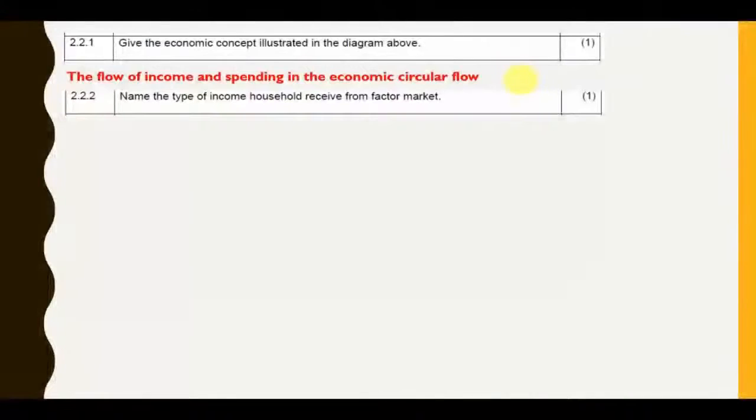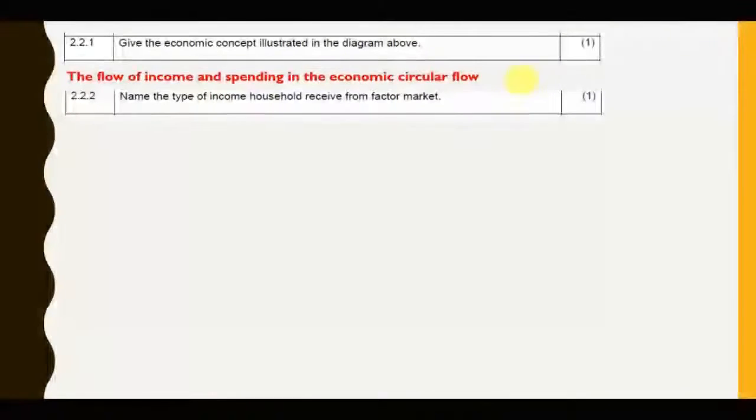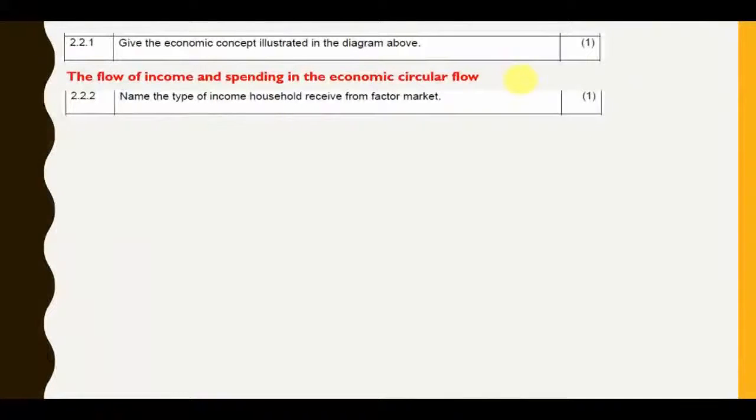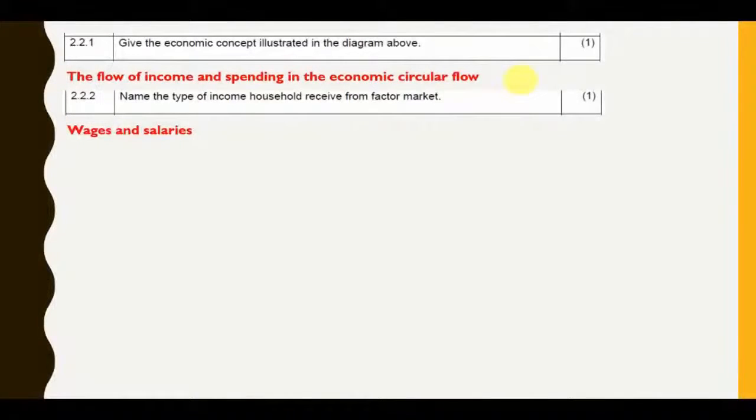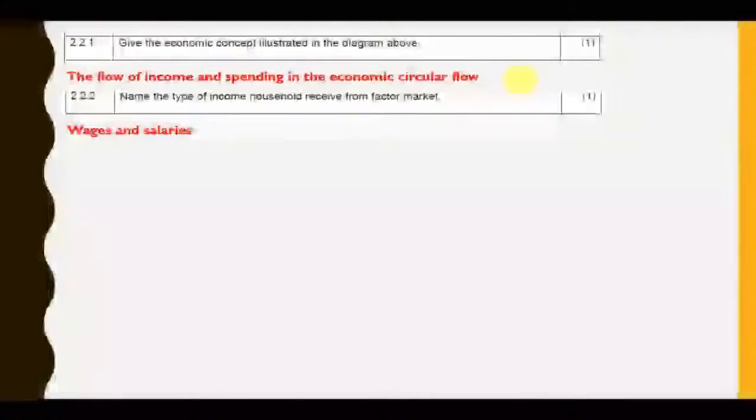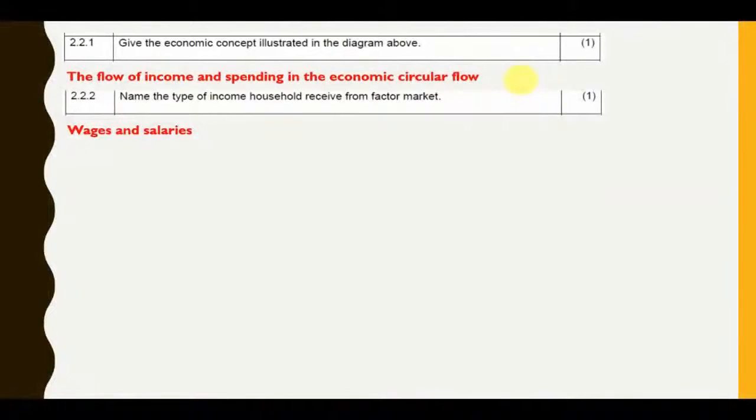So guys, think to yourselves, what is the reward for labor? Okay, do you guys all know that? Wages and salaries. At the bottom of the slide, I'm going to put up the rewards for the other factors of production. But that would be the answer to 2.2.2, everybody, wages and salaries. That's the income households receive.